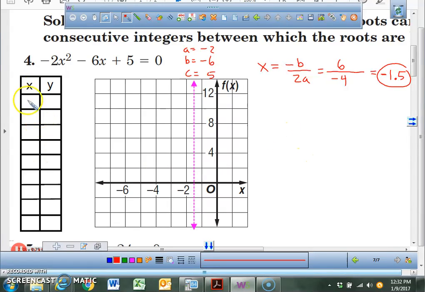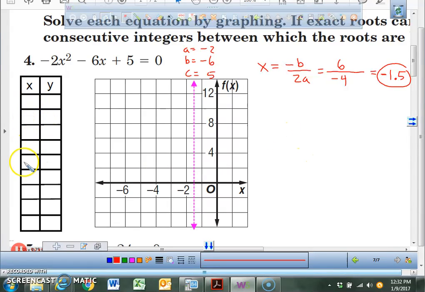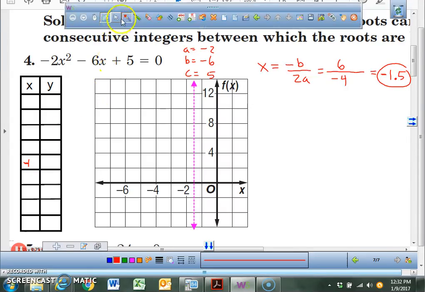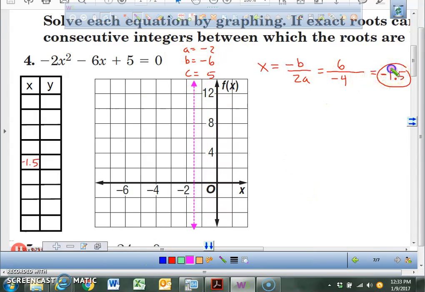So right here, your x value, 1, 2, 3, 4, 5, I want you guys to put negative 1.5 right there. And if you take this answer right here, everybody, and you plug it in for x here and here and press enter, you'll get the y value that goes with the vertex. But we're going to use the graphing calculator.